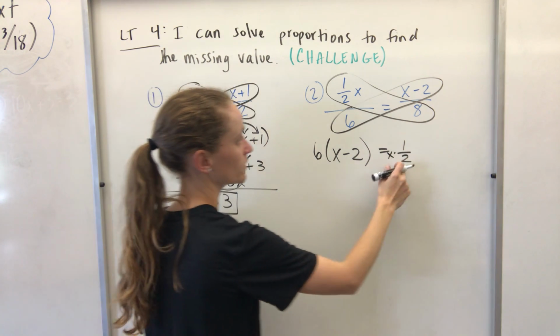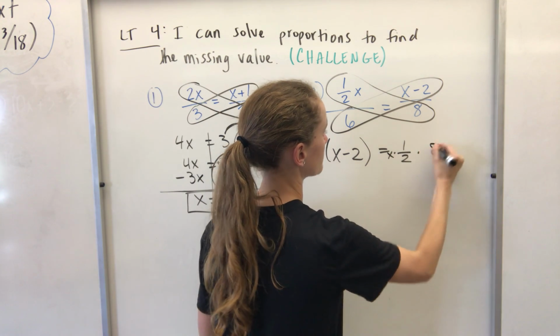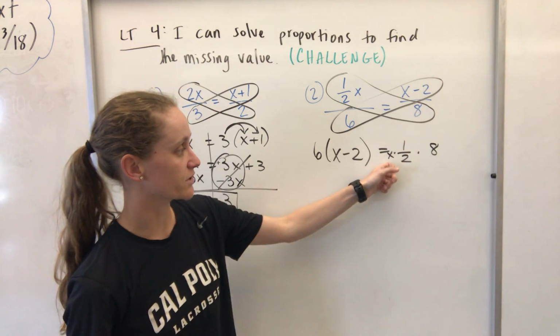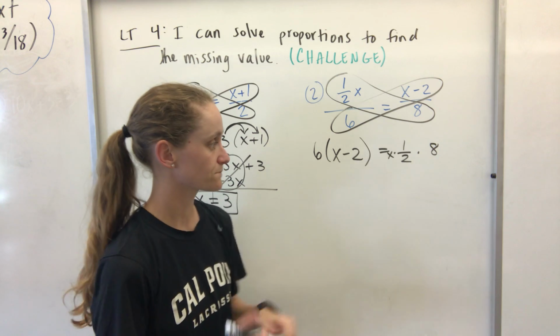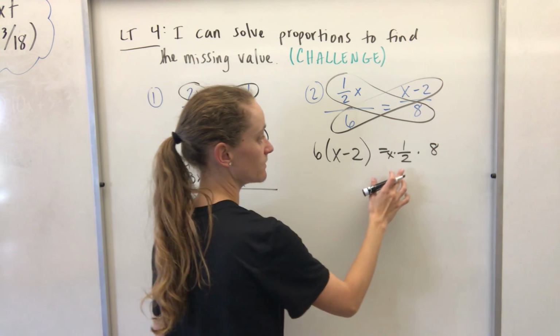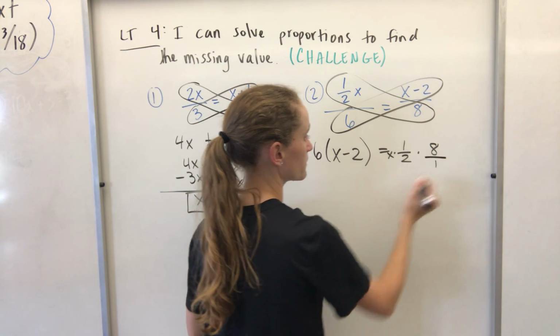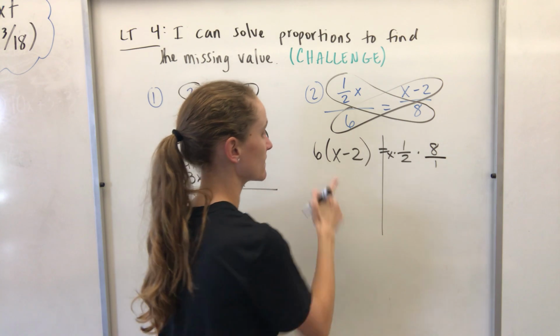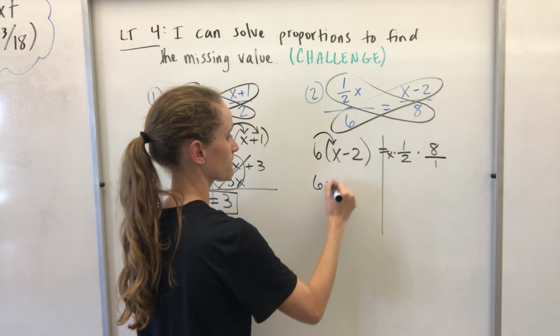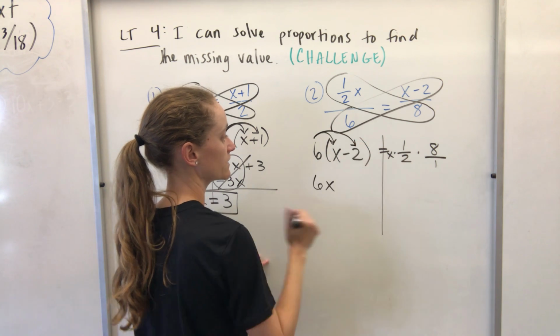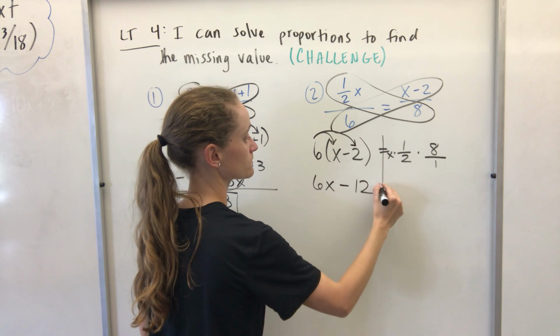So I have x times 1/2 times 8. And it doesn't matter if I put the x out here or back here, because with multiplying, it doesn't matter if I switch the order. So remember, to make 8 a fraction, I put a 1 underneath. Let's start on this side. So 6 times x would be 6x. 6 times negative 2 would be negative 12.